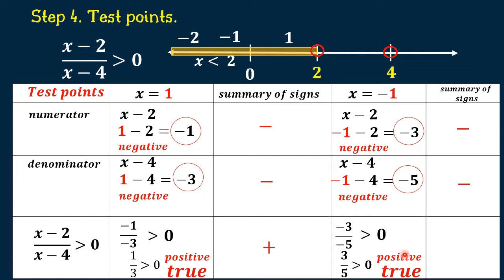So, the summary of signs, we have the numerator negative, denominator negative, and the result, or the quotient, the negative divided by negative is positive.